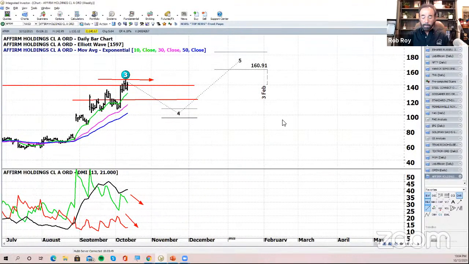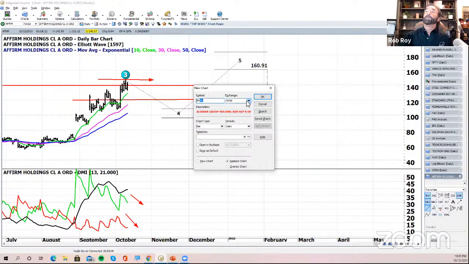Rick wants to look at Boeing, a possible strangle. So, well, we're having issues here on Boeing. Where are you, boy? There we go.